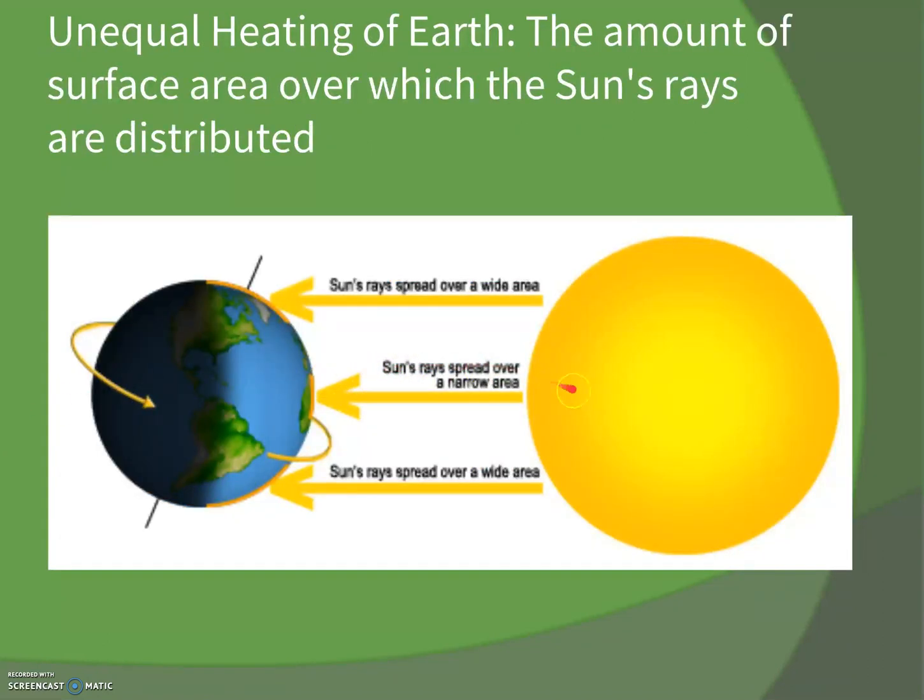It's about the amount of surface area over which the sun's rays are distributed. When the sun is hitting the equator, that amount of sun is distributed over a smaller area of land, which means more of that heat is transferred there. Here the sun's rays are spread over a wide area, and the same thing is true here.